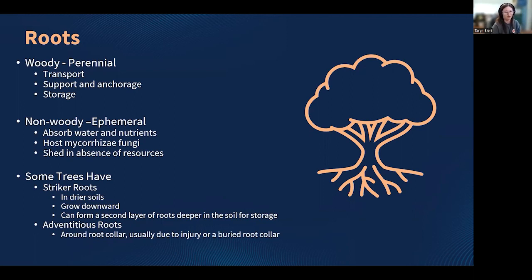Some trees also have what are known as striker roots. These are kind of like vertical roots that grow down. And this is common in drier soils. They can form kind of a second layer of roots deeper in the soil for storage or to access more resources. And then sometimes around the root collar of the tree, usually due to injury or a buried root collar, you can also have adventitious roots.